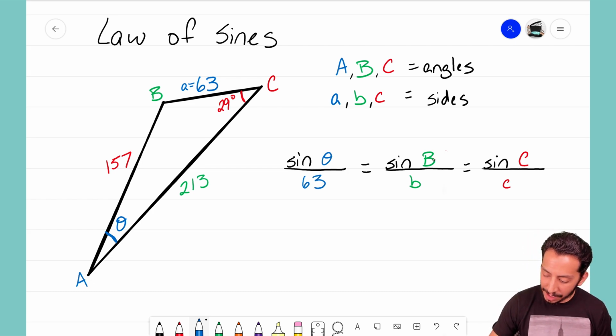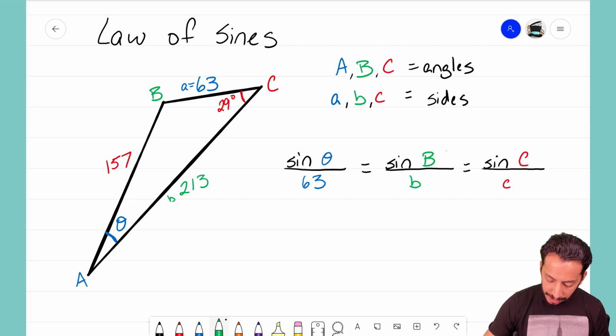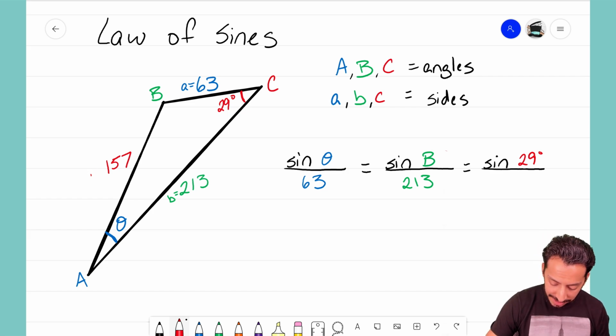All right, let's see. Sine of angle B. Well, I do not know what angle B is, so I can't change that. But I do know that side B over here, little b, is equal to 213. So I'm going to go ahead and write that down right there. And then finally over here, we see sine of angle C. We do know that angle C is 29 degrees. So I'll go ahead and write that out as 29 degrees over side little c. Remember, the side little c is opposite from angle big C. And I see that right there, little c is 157.